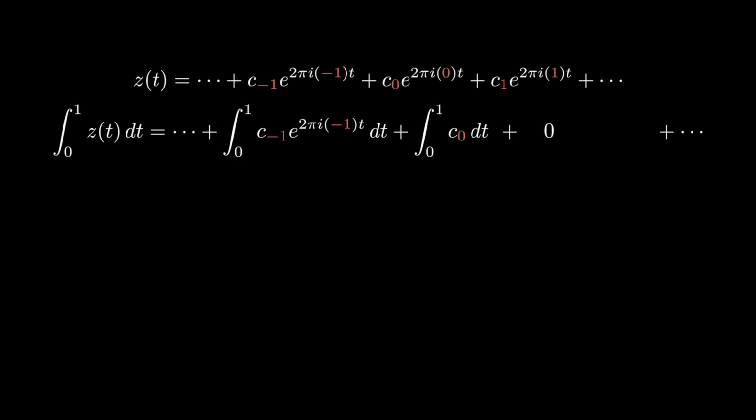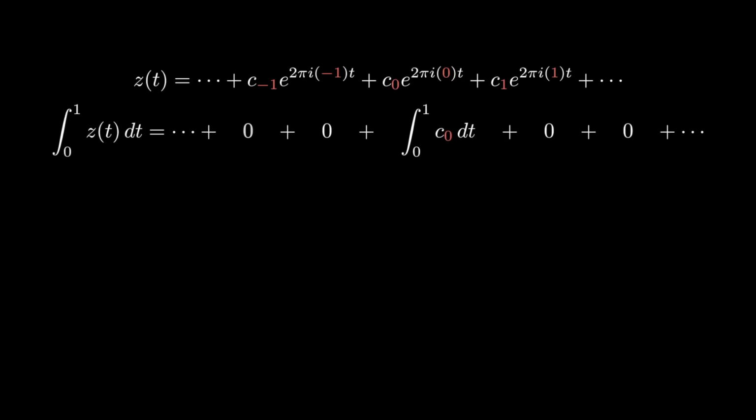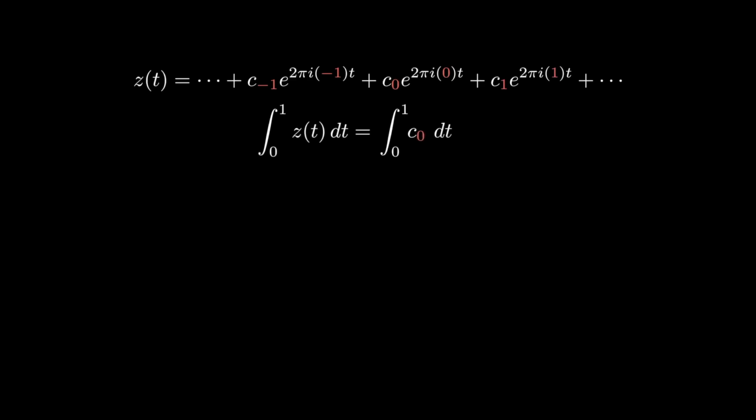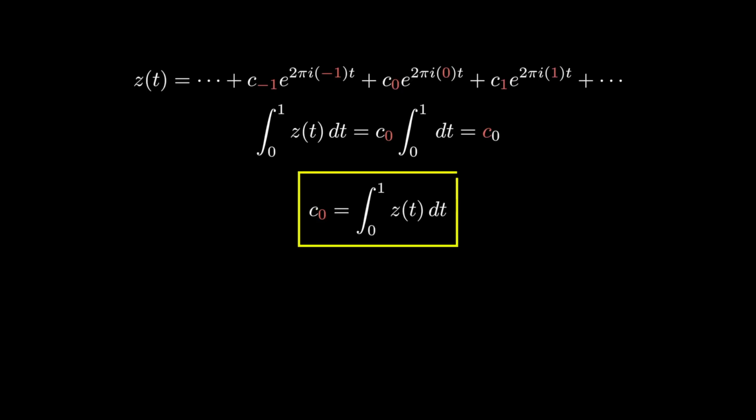In fact, using a similar argument, we can show that every rotating vector on the right-hand side of this equation will integrate to 0. We're thus left with a single term which, being the integral of a constant, is easy to evaluate. When all is said and done, we end up with a formula that tells us how to calculate the coefficient C0.